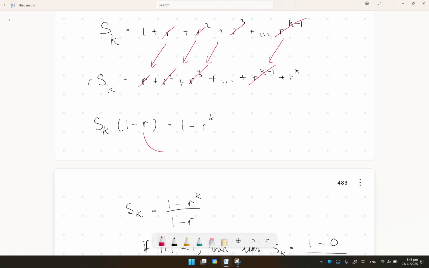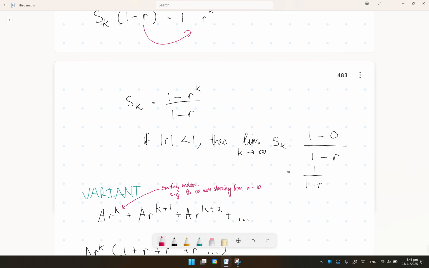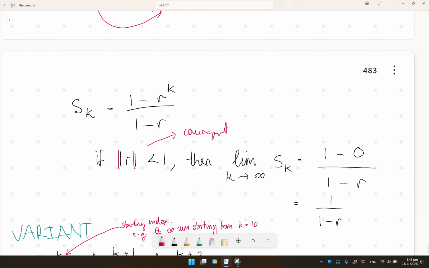You divide to this side, and then what you get is s_k equals 1 minus r^k over 1 minus r. Right? And the idea is that if the magnitude of r is less than 1, then there is a limit. First of all, it's convergent. So if this is true, it's convergent. And I'm going to tell you exactly why it's convergent.